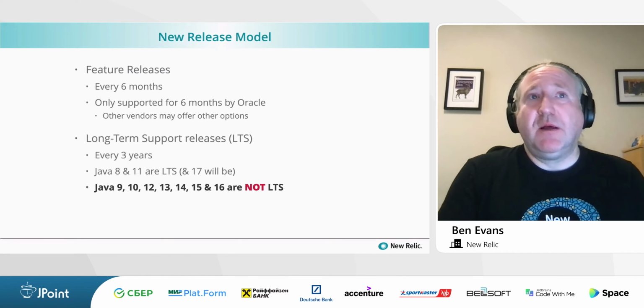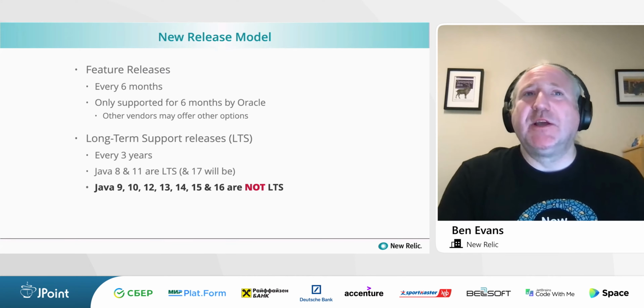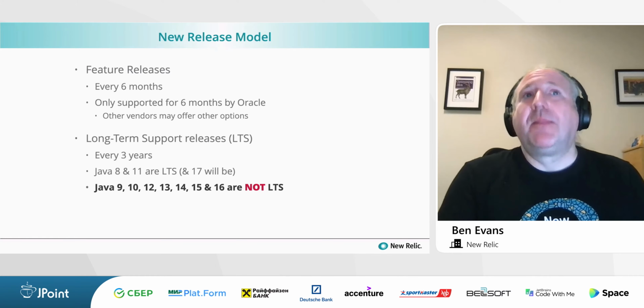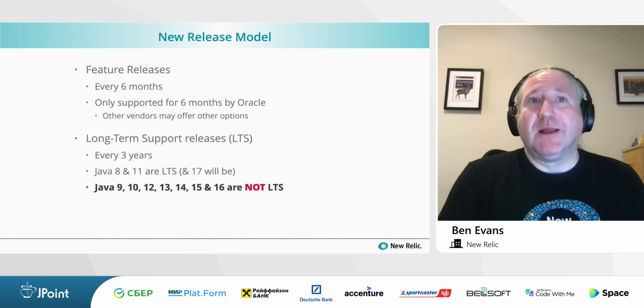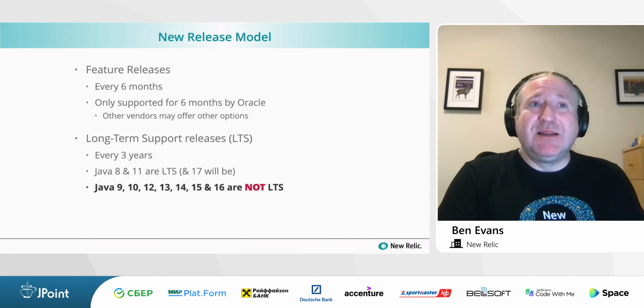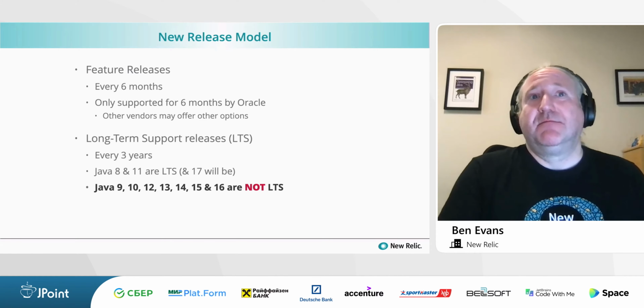And the expectation, and this is totally up to Oracle, they haven't said any different. And given how unlikely Oracle are to change a roadmap once it's been published, I think it's pretty safe to say that Java 17, which is due out this September, will also be a long-term support release. Okay? So of all the other releases, 9, 10, 12, 13, 14, 15, and 16, they are not LTS. And in fact, of those releases, only Java 16 is still supported.